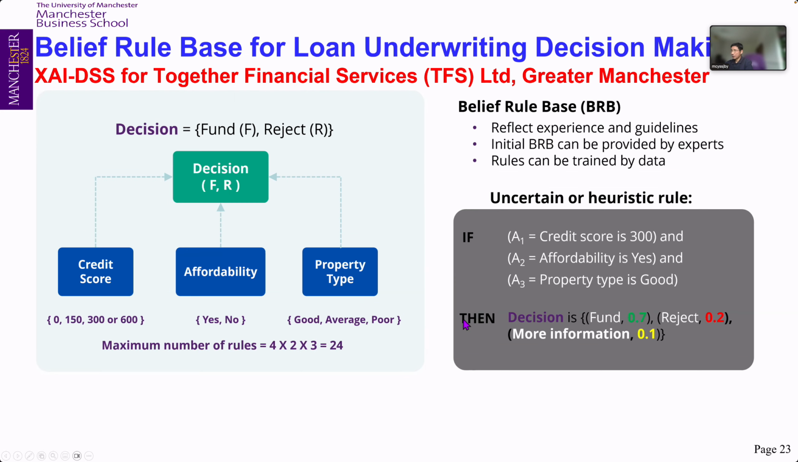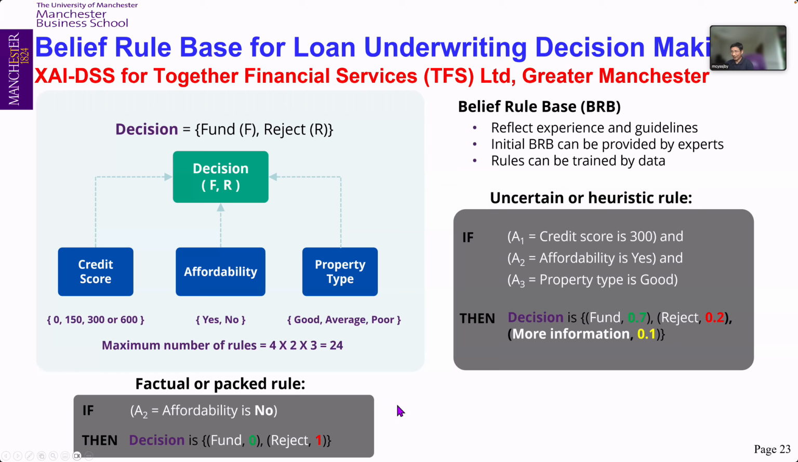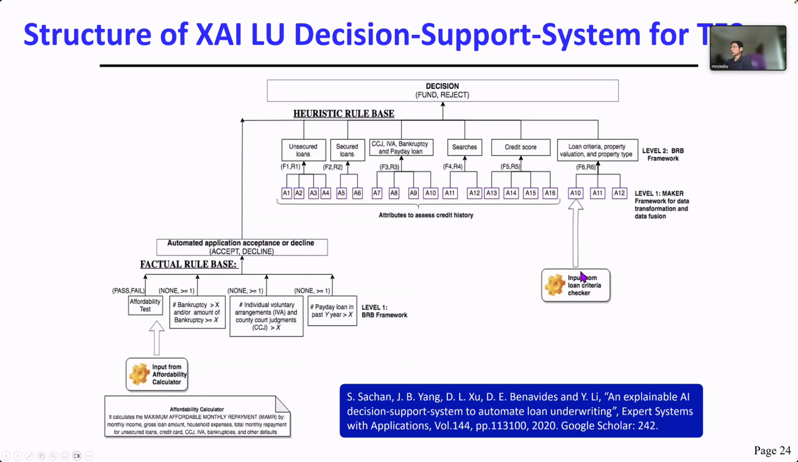Most rules are like this, but some rules are more certain, which we call factual rules or packed rules, because as long as one attribute meets some condition, for example, affordability is not likely, then the conclusion is very certain or very direct. It's just reject. So this we call a factual rule or certain rule. And this kind of rule can reduce the rule base dramatically. For example, this rule can halve the rule base. And the other attributes can also be taken into account to reduce the number of rules. So as you can see, the real system has many more attributes, so it's more complicated, but all rules are traceable and can be identified.